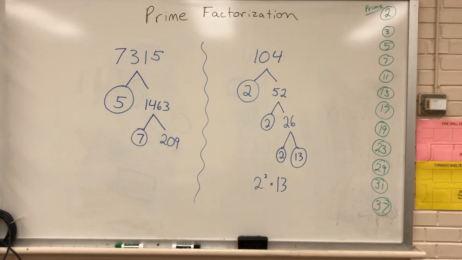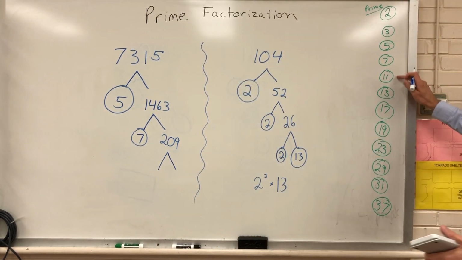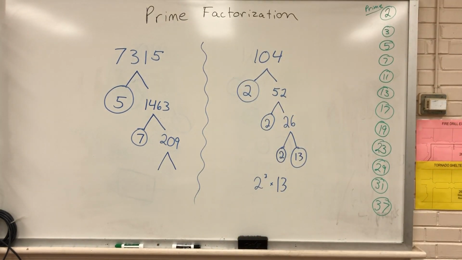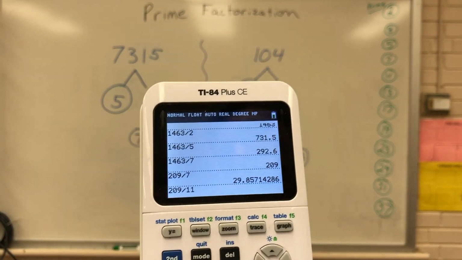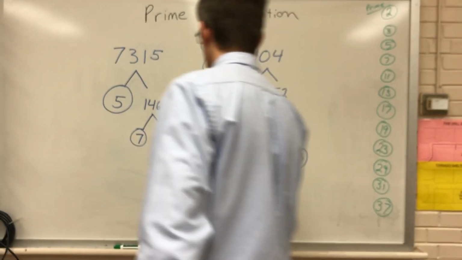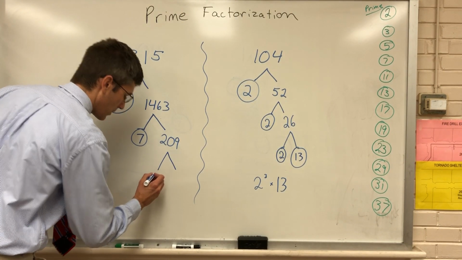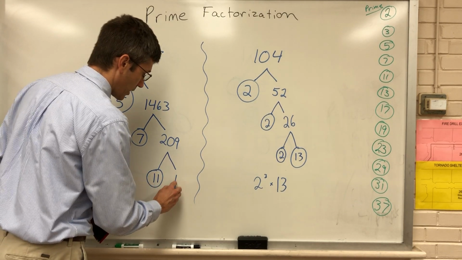So we can't use 7, but we can try 11. Maybe 11 goes into 209. 209 divided by 11, 19. Oh, how beautiful. So 11, which is prime, times 19.